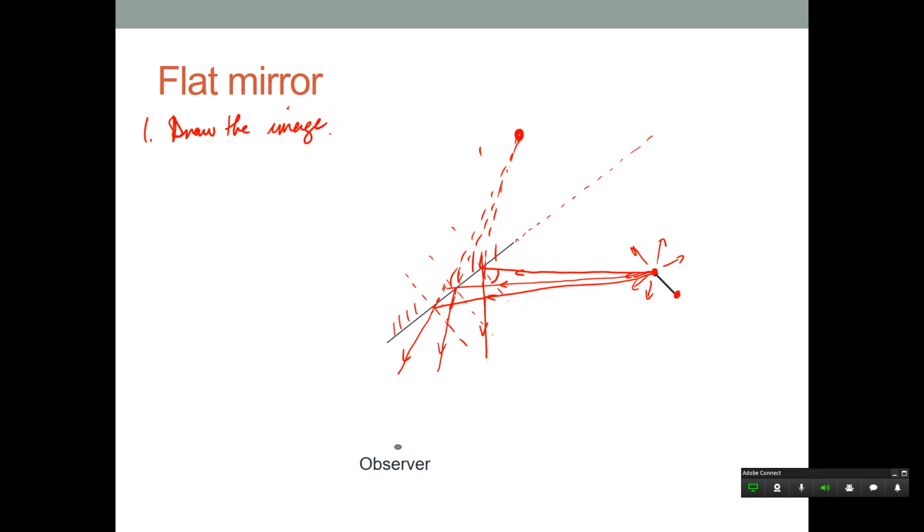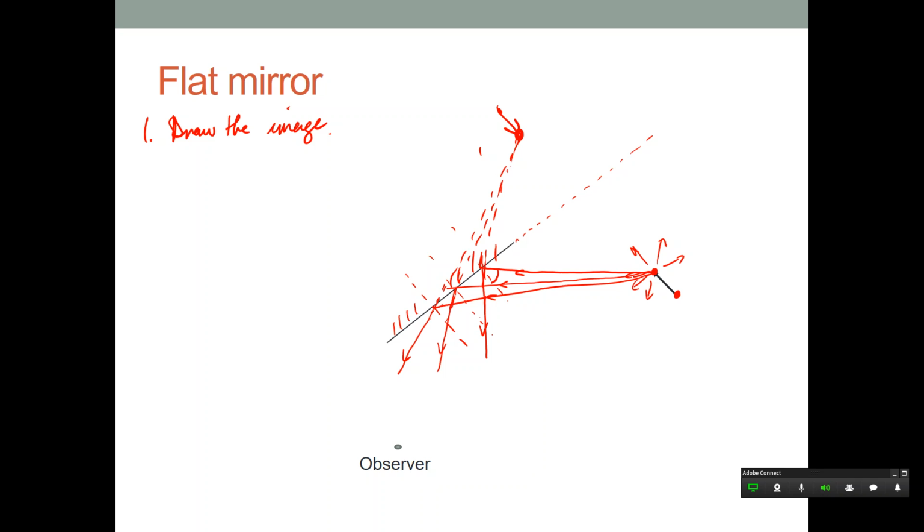So now I've figured out where my image is. I would theoretically do the same thing with the other dots. I don't want to make this too messy. I'm just going to draw it roughly there and say that this is now my image. An arrow that's pointing inwards towards the mirror.